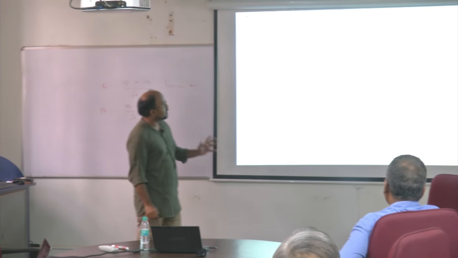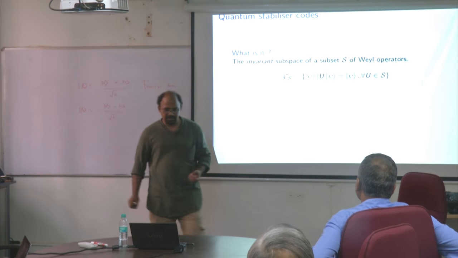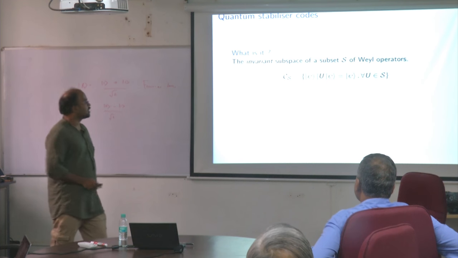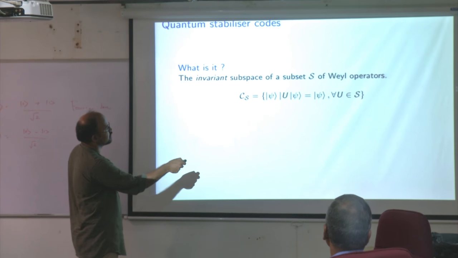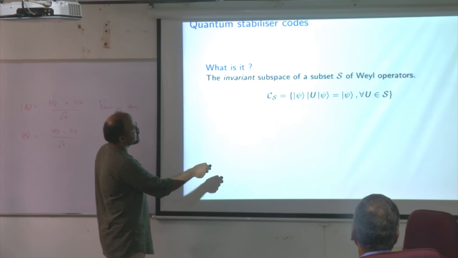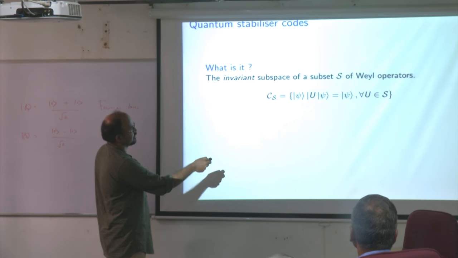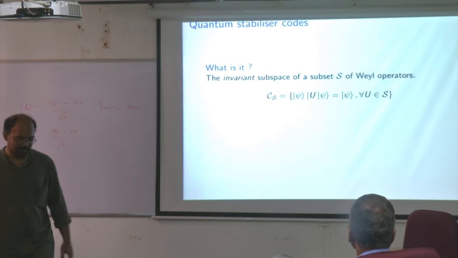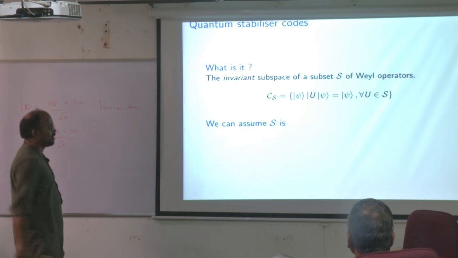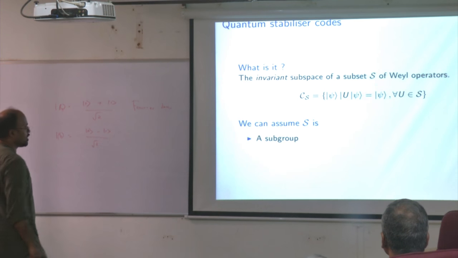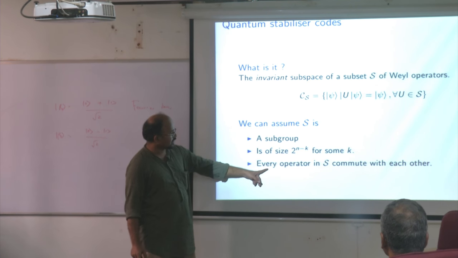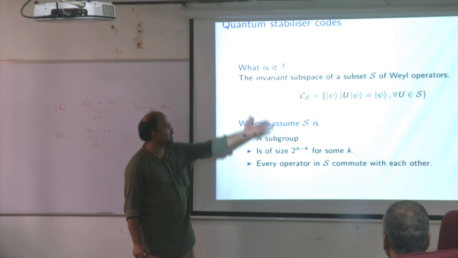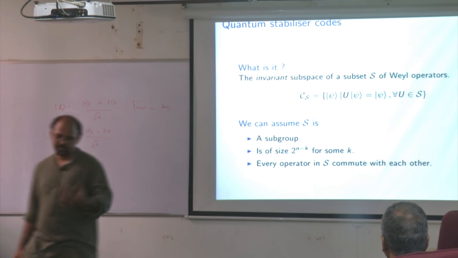So how do you define this stabilizer? You define it by talking about the invariant subspace. You take a subset of the Pauli operators, remember all the errors, and look at all the vectors which are stabilized by these operators. It means that if you apply this operator, the vector remains. So we can assume this set is actually a subgroup. This is the interesting part. Every operator in S should commute. If it doesn't, then this space is rather trivial. It's just the zero space.